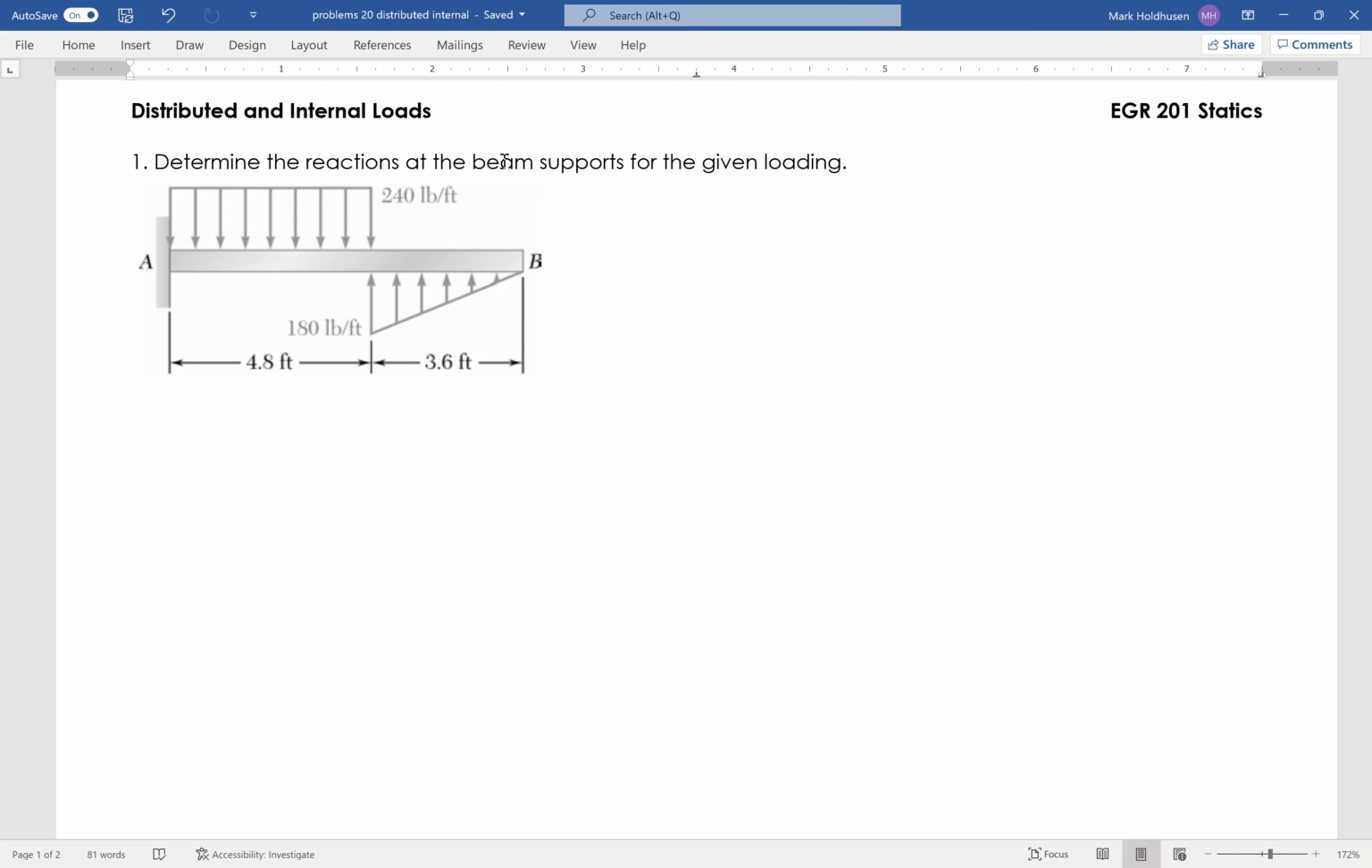Okay, I want to find the reaction on this beam with this given loading. So what I need to do is essentially draw a free body diagram. That'll probably be the easiest way to deal with this. I'm going to start with my reactions, which is just fixed over here.